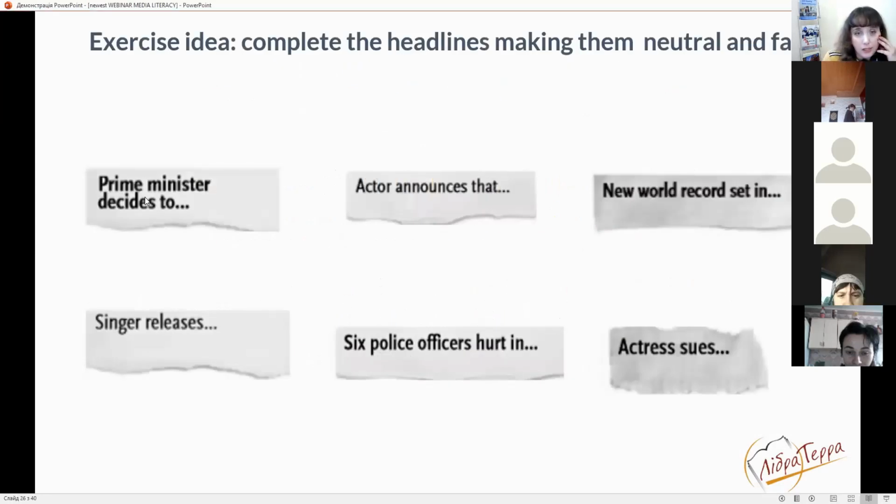Another exercise idea for your students is to work with headlines. And here you can see some examples. So you see that you give them the beginning of the sentence and they have to continue writing the headline, but you need to give them the task. Make these headlines neutral and factual, and then discuss it as a group together.